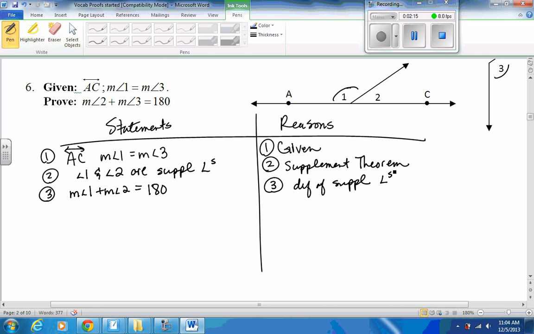Well, that's really all we have given to us. Can we fit that together? We're supposed to prove that measure of angle 2 plus measure of angle 3 is 180, which I know that 1 and 2 add up to 180. How do I get 3 in there? Do you see it? The replacement rule. What are we going to replace? What's equal to each other that can replace one another?